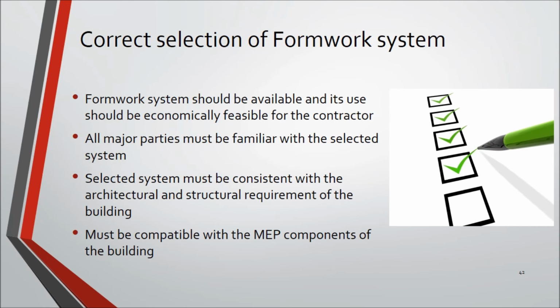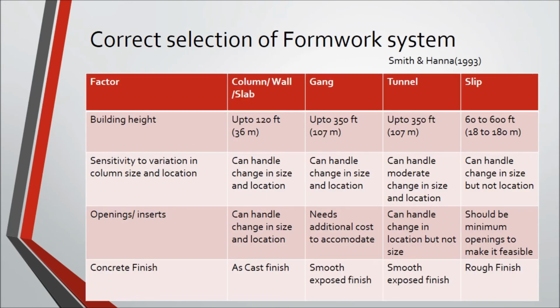Once you have understood the role of each concerned party, you must focus on the selection of the right system for the project. Keep in mind that the formwork system should be available, and its use should be economically feasible for the contractor. All major parties must be familiar with the selected system and it must be consistent with the architectural and structural requirement of the building. It must be compatible with the MEP components of the building. Use the following charts for the selection of the appropriate formwork system.